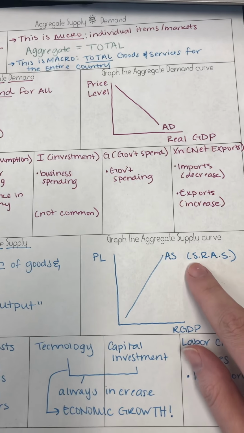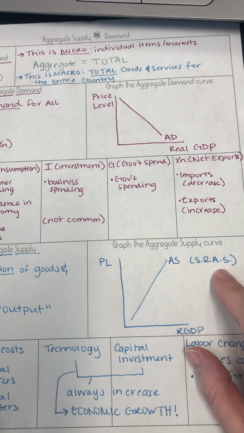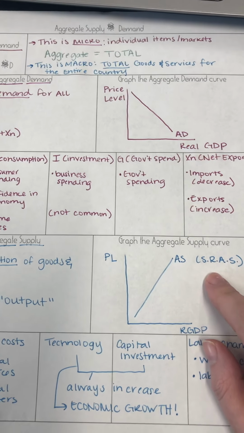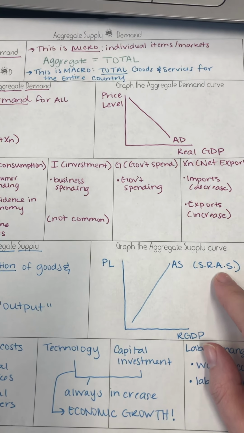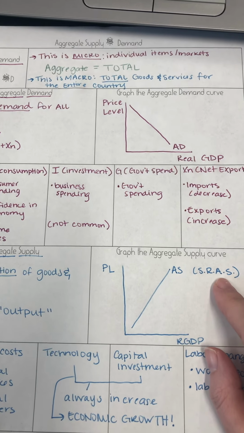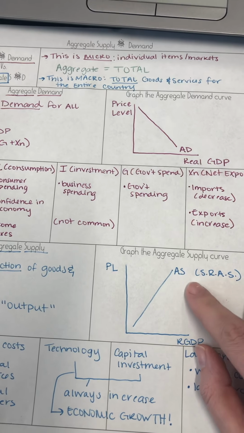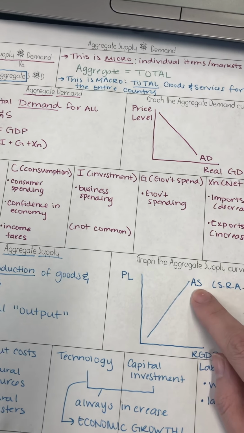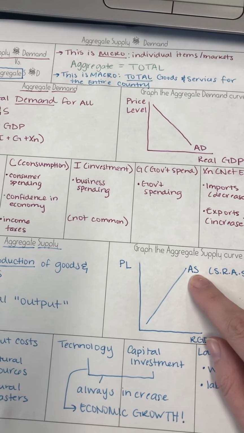Okay, one thing you might see, instead of AS, you'll see SRAS, or what we call SRAS. This is short run aggregate supply. We are looking at immediate changes in the market. There is a long run, although we won't learn it, so don't worry about long run. But if you see the SR in front of aggregate supply, it means short run, and it's the same thing that we're doing, but we're just calling it aggregate supply.